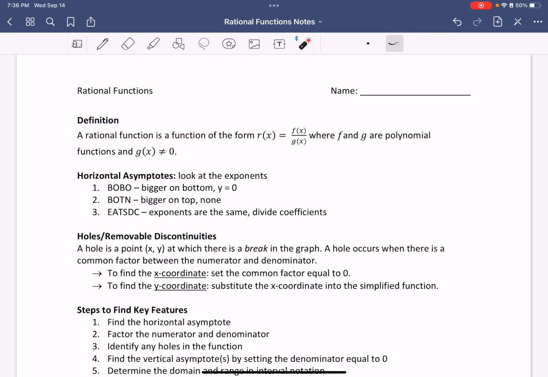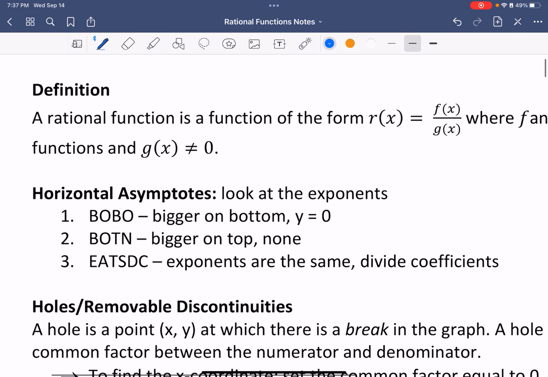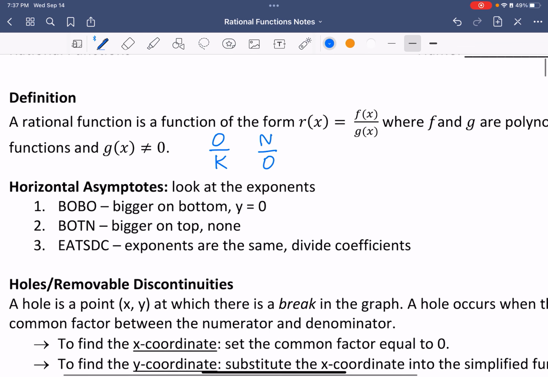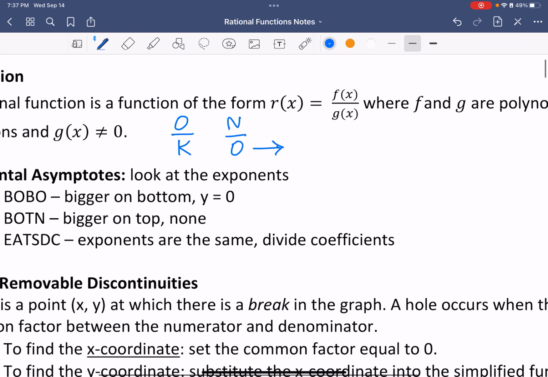So it could be something as simple as y equals 1 over x. So as long as you have a variable in the denominator of a fraction, that would be considered a rational function. Additionally, g of x cannot equal 0, g of x being in the denominator. You cannot divide by 0, okay? A little trick that I like to remember is that 0 on the top is okay, but 0 on the bottom is a no-no. You cannot divide by 0 because it'll give you an undefined value.